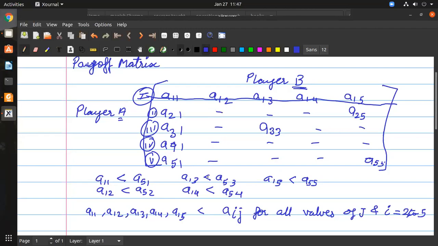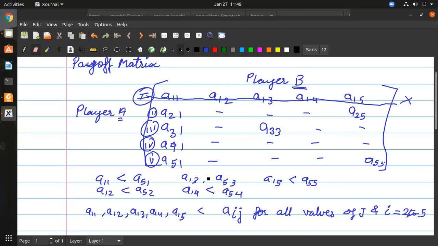If any one of these is not satisfied, say for example, if every other element is lower, but this particular element at A13 is greater than A53, then you cannot eliminate this. Why? Because if we are using one strategy and player B is using the third strategy, then there will be less chance of gain in this particular case. Is it understood, students? Yes, sir.